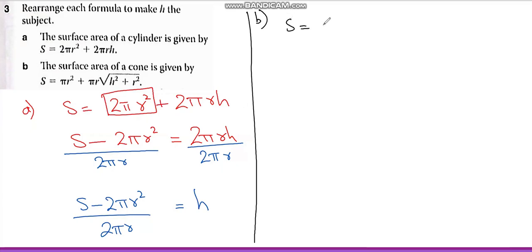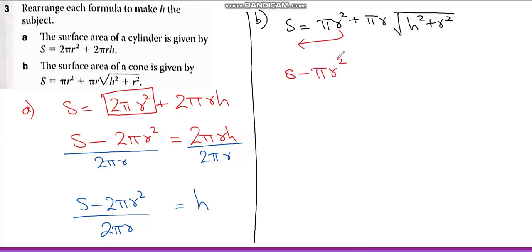It is S equals pi r squared plus pi r times the square root of h squared plus r squared. Again, we have to make h the subject. So to make h the subject, we just need to shift other things towards the left. If we shift pi r squared, we will get S minus pi r squared, because here it was being added, so on the left side it is being subtracted.